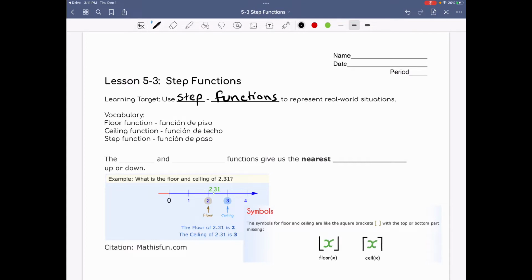Step functions. And our vocabulary is floor function, función de piso, ceiling function, función de techo, step function, función de paso. And for our next fill in the blank, we have the floor and ceiling functions. Give us the nearest integer up or down.